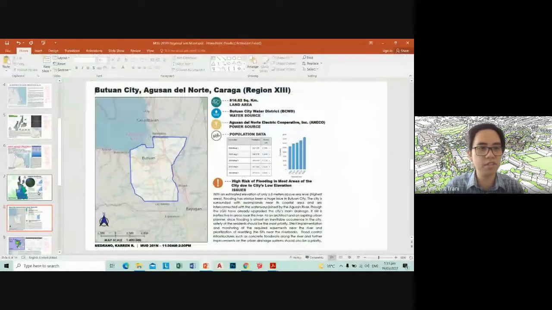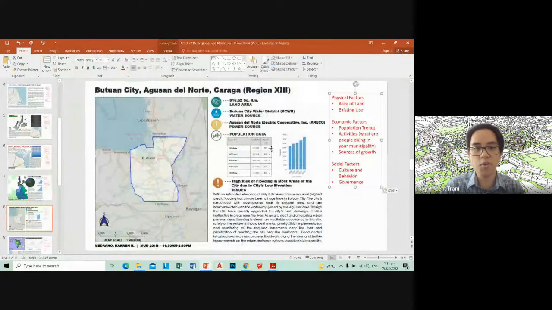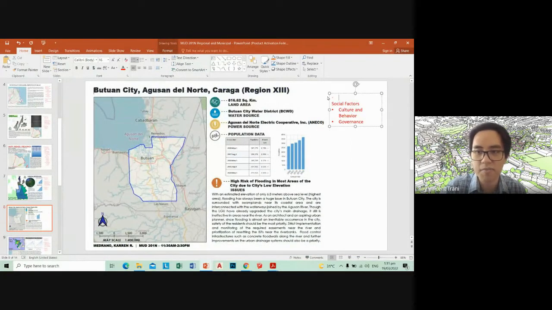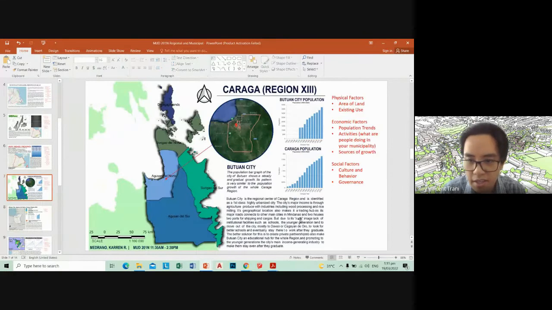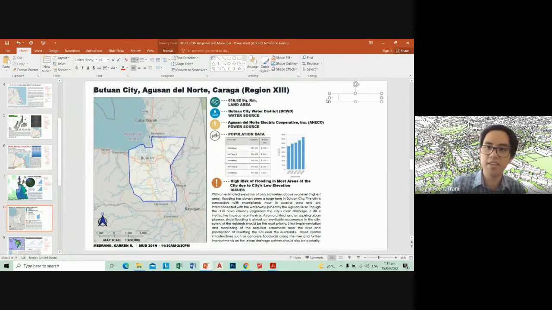So my question to Karen over here is, what do you think caused this image that Butuan is not... as you say, what do you call this? How did Butuan get this rural image, or has it been there since the beginning?